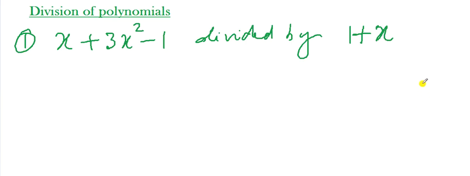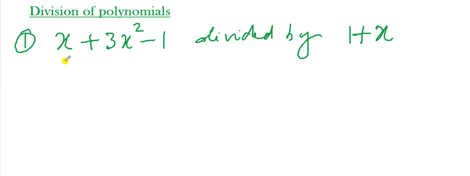So here I have taken one question, x plus 3x square minus 1, which is to be divided by 1 plus x. Now whenever you are doing division of polynomials, you have to firstly arrange them in decreasing order of their powers. Okay, it makes it very easy to do the division then. So first of all, I'll put both of them in decreasing or descending order of powers.